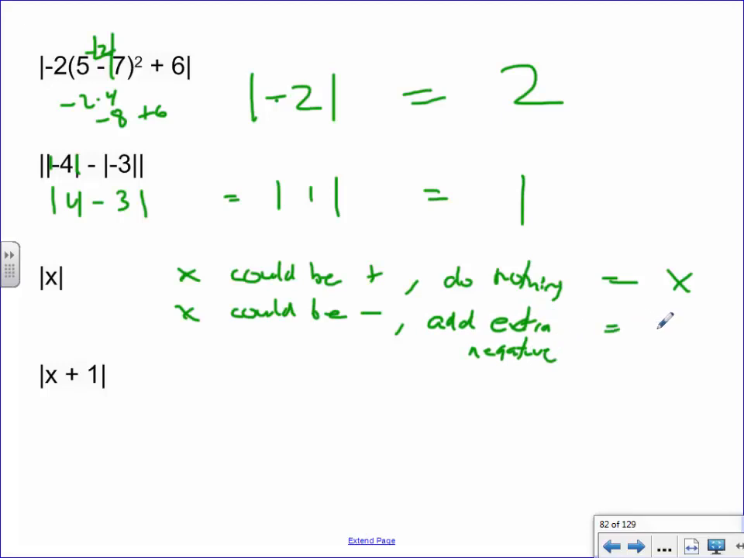Here's where this gets weird then. That's your answer. The absolute value of x is x, and it's also negative x. This is the one that blows kids' minds.